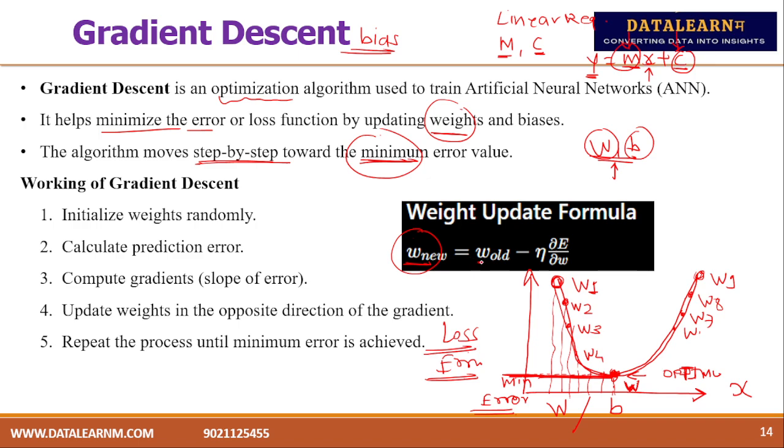W new equals W old minus learning rate into the derivative of error with respect to weight. Just try to understand this formula. The W new value is given with the help of W old minus learning rate. That is how this graph should converge.